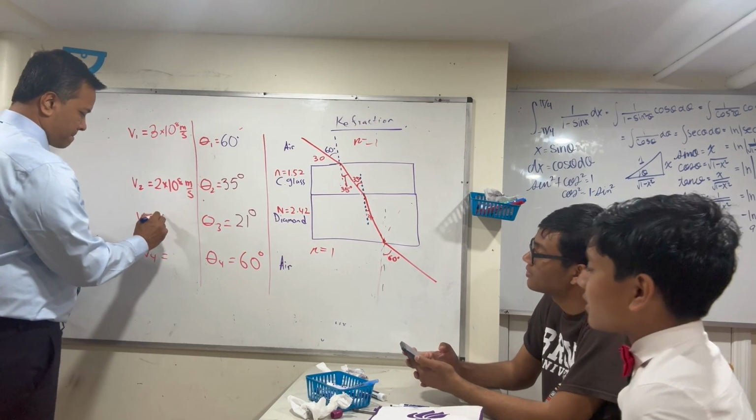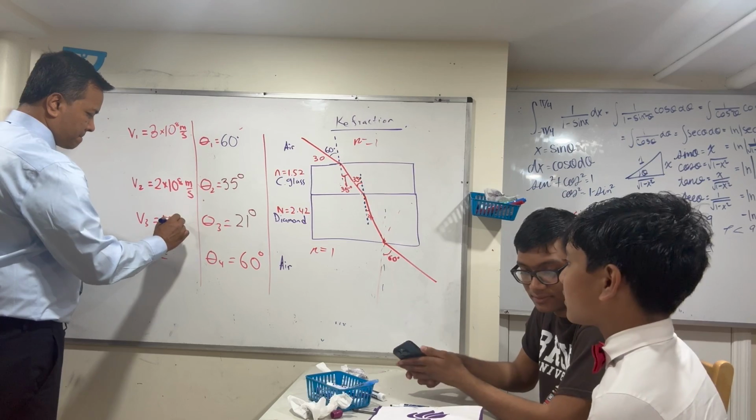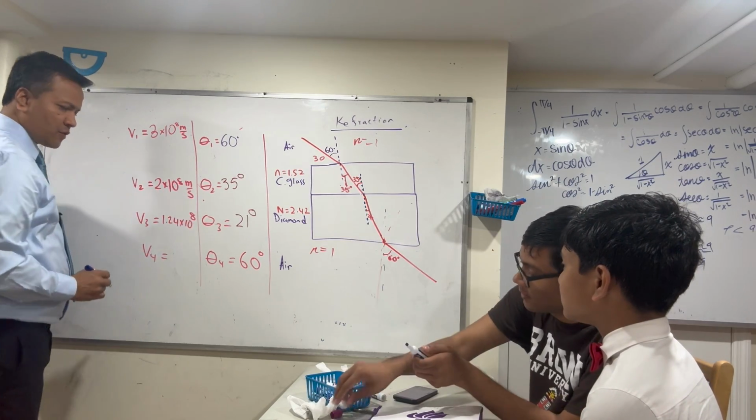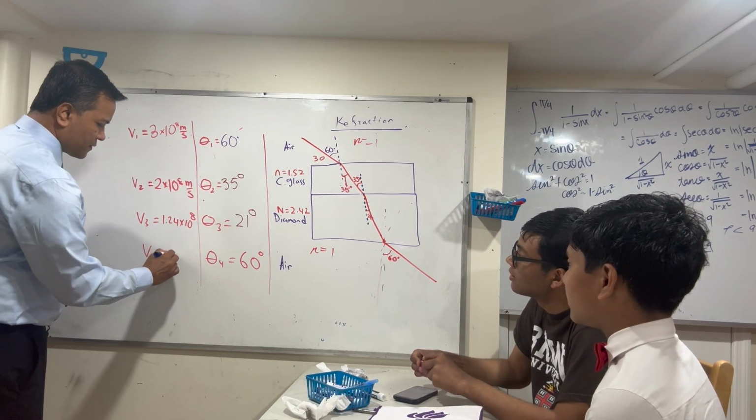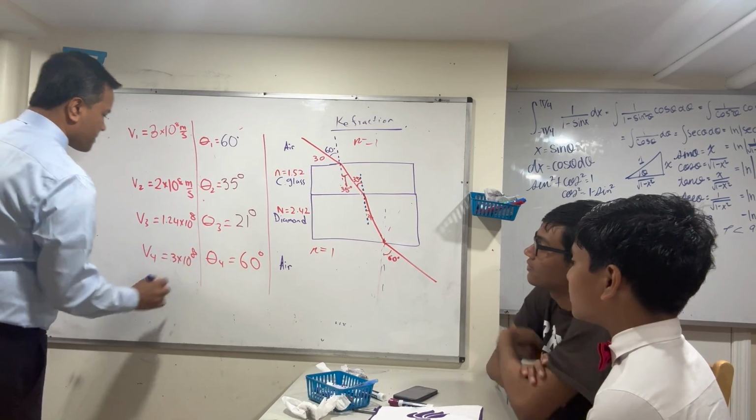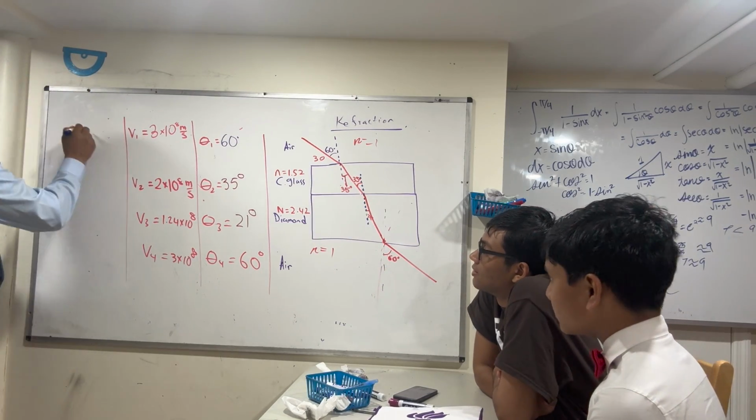Okay, V3: 1.24 times 10 to the 8. V4: 3 times 10 to the 8 meters per second. All right. Find lambda 1.